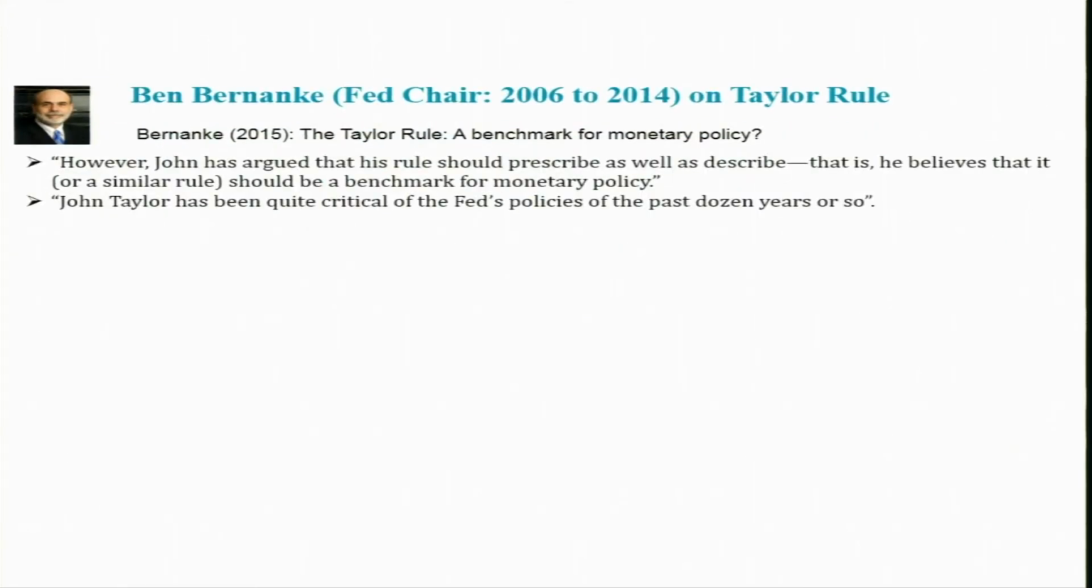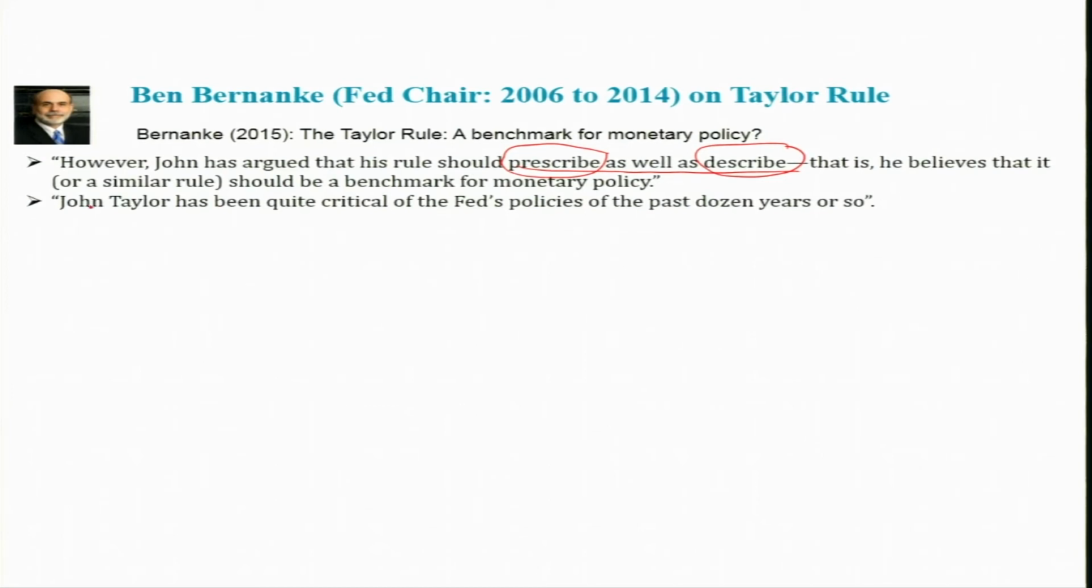However, Ben argued that John has argued that his rule should be prescribed as well as described. That is, he believes that it should be a benchmark for monetary policy. Ben objects to this, because initially John Taylor put it forward as a descriptive tool. Later on, John Taylor asked for making it a prescriptive tool.